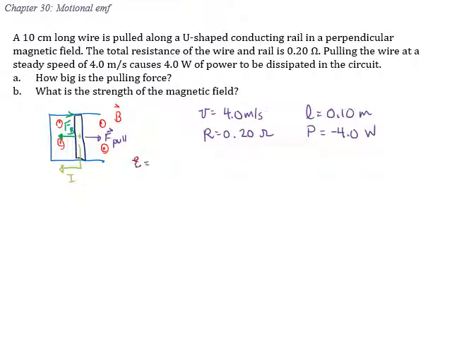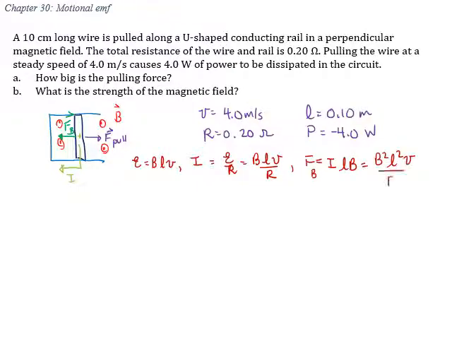The induced potential is B times L times V. The induced current is the potential over the resistance, equals BLV over R. The induced force on that rod, on that wire, is I times L times B, and this is the induced magnetic force. I'll put a B on it for magnetic. That turns out to be B squared L squared V over R.